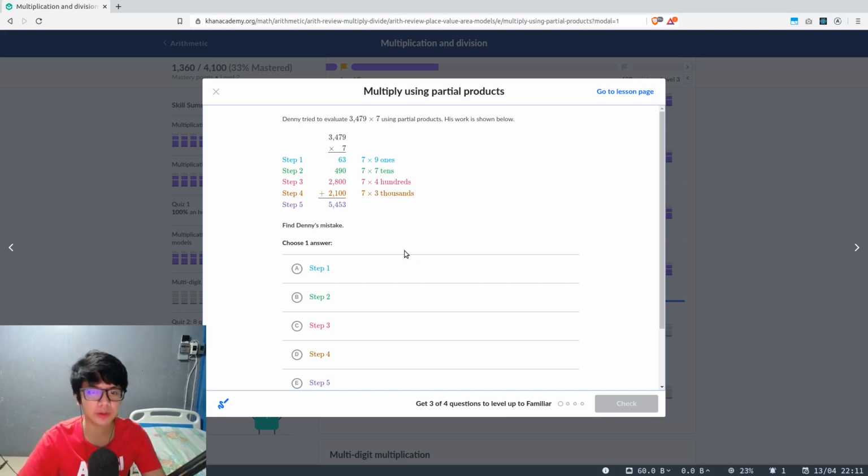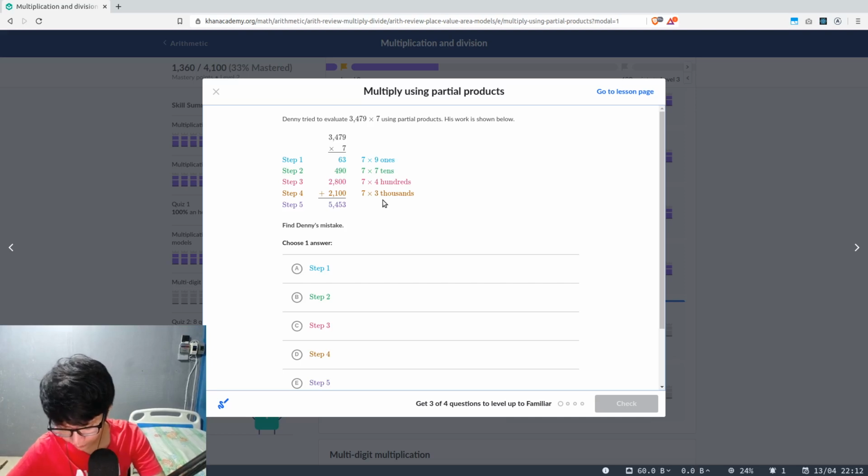Then you try to evaluate 3,479 times 7 using partial products. His work is shown below. Find Danny's mistake. Okay. Oh shit, I have to do this. Right. I'm gonna solve this one. Standard algorithm. Okay. So the first one is gonna be 63. Oh shit, you write it like that. Okay, man. 7 is 400. Oh fuck. 490. 7. It's me 28.